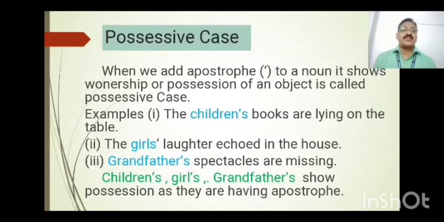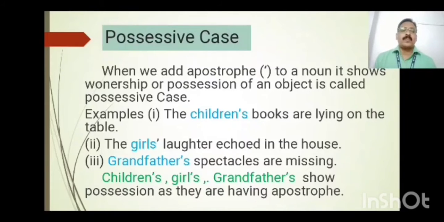The children's books are lying on the table. Here children is plural, more than one child. So it is in plural form. We just put apostrophe s to it to show you that the books belong to the children.